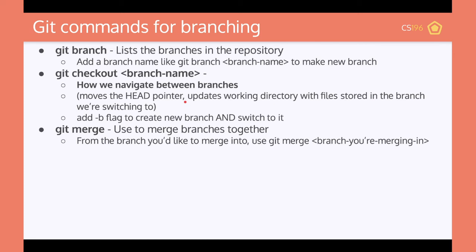If you want to create a new branch in the same line that you're checking out a branch, you can use this -b flag to just create it and switch to it all in one. Then git merge is going to merge those branches back together and put them back into one branch. So let's demo that, okay?